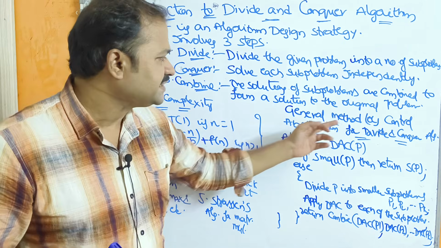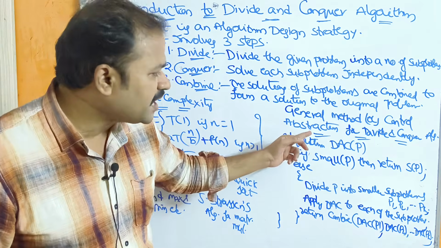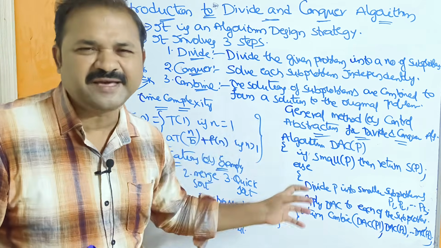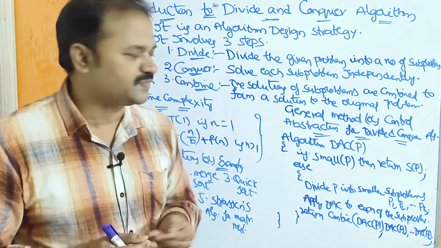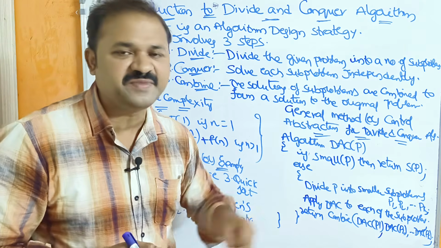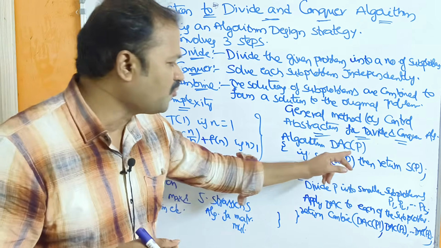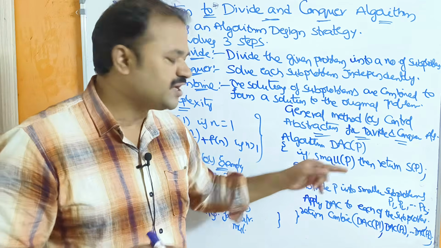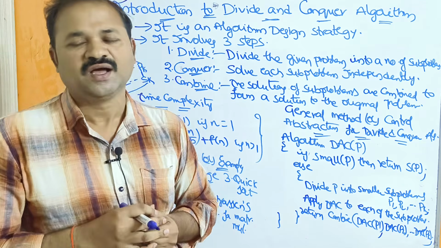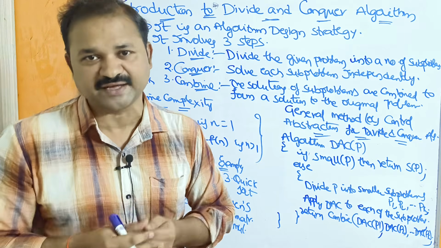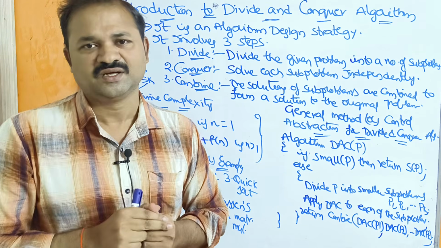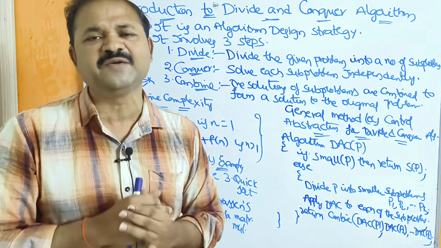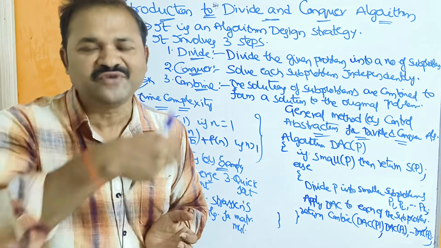Now let us see the general method or control abstraction for the divide and conquer algorithm. The name of the algorithm is DAC, divide and conquer of P, where P means problem. If small of P, that means if the problem is small, let us assume that we want to perform some sorting and we have only one element. Then there is no need to perform the sorting. We directly have the solution, so now we can return the solution.